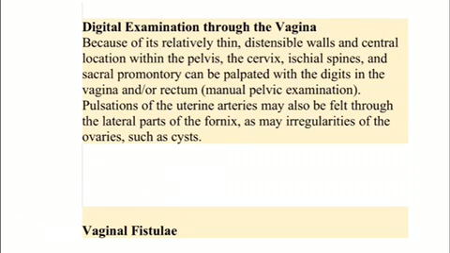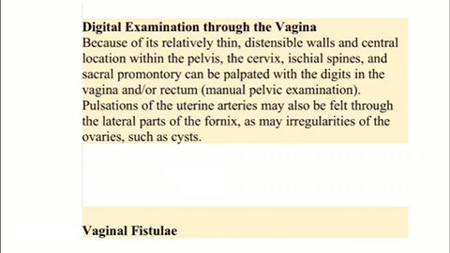Pulsations of the uterine arteries may also be felt through the lateral parts of the vaginal fornix. You can also appreciate when there are irregularities like cases of ovarian cysts. You can feel that through the lateral part of the vaginal fornix.